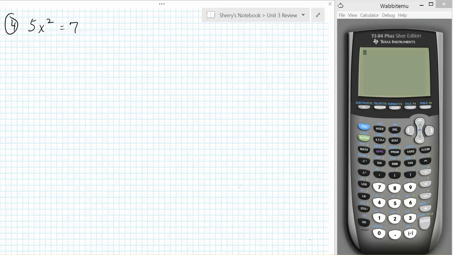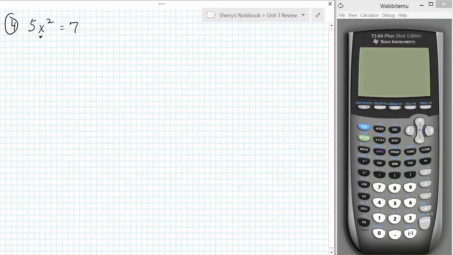Question number 4 on the review is a little bit different than the last couple. Notice that here we do still have an x squared in my equation that I need to solve. However, there's no plain x term. That means that we don't actually have to use the quadratic formula at all. We can just do our reverse PEMDAS stuff to get that x by itself.